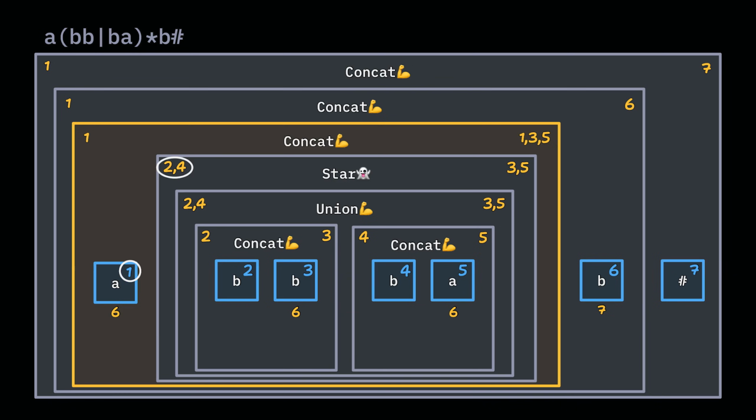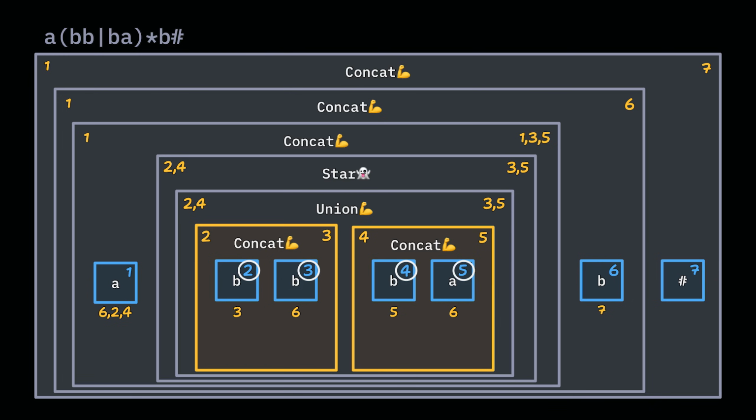We move on to the next concat node, and this one tells us that for each position in our left child's last pos, that's 1 itself, it might be followed by any of the items in its right child's first pos, that's 2 or 4, and we write those down too. We have our other two concats to do, but these are pretty trivial. 3 is going to come after 2, and 5 is going to come after 4.